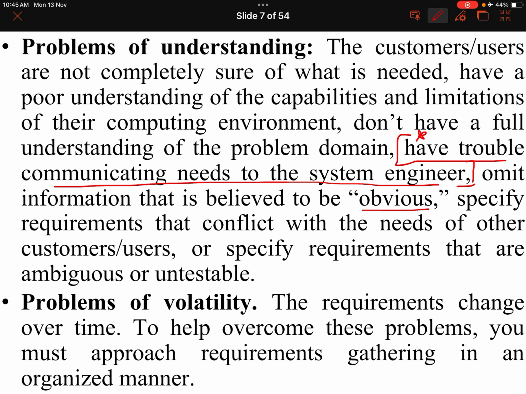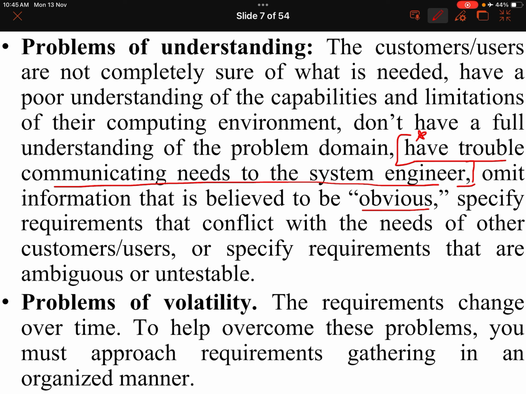So they are not able to communicate because of the barrier in communication. Omit information that is believed to be obvious. So they may think that this is obvious, but for that person it may not be obvious. You need to specify it, but they may think it's obvious, so we don't have to specify. Specify requirements that conflict with the needs of other customers or users, or specify requirements that are ambiguous or untestable. Problems of volatility. The requirements change over time.